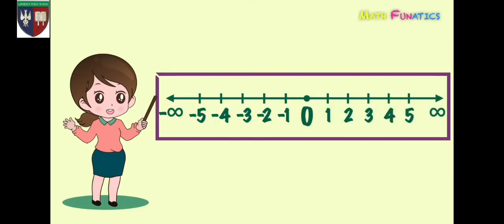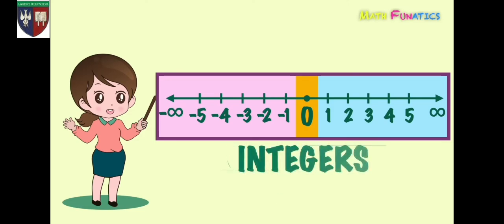This entire set of numbers from 1, 2, 3, and so on up to infinity, and negative 1, negative 2, negative 3, and so on down to negative infinity, and the number 0 is what we call integers.